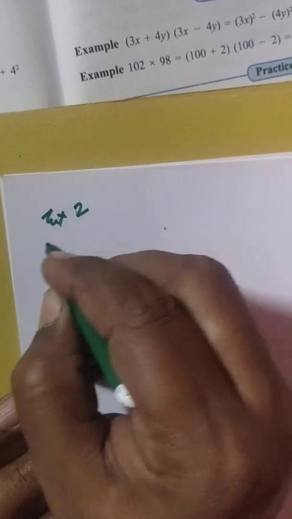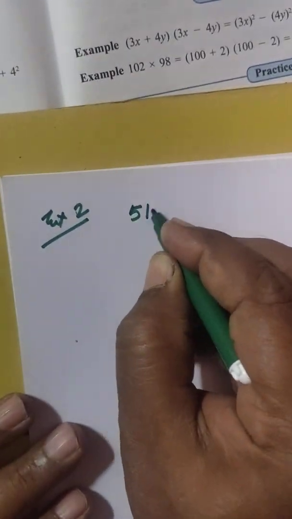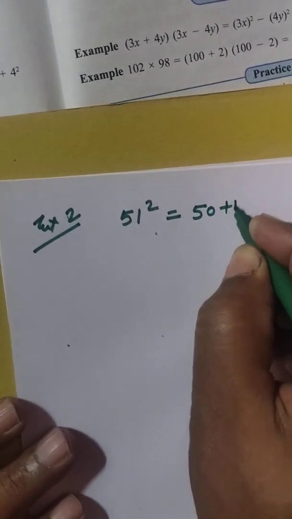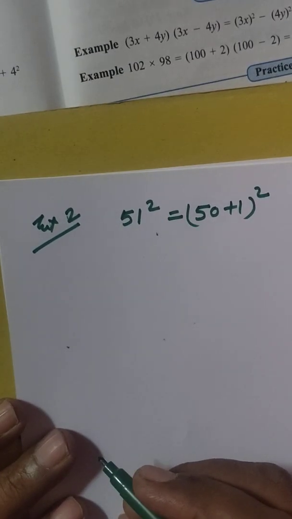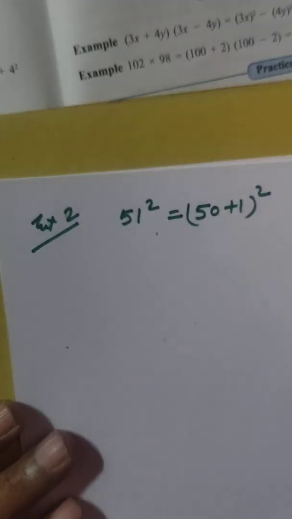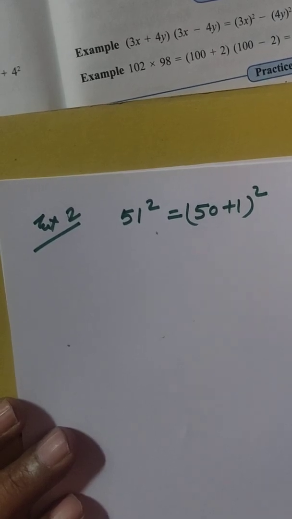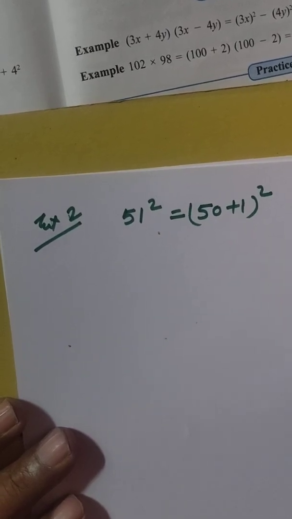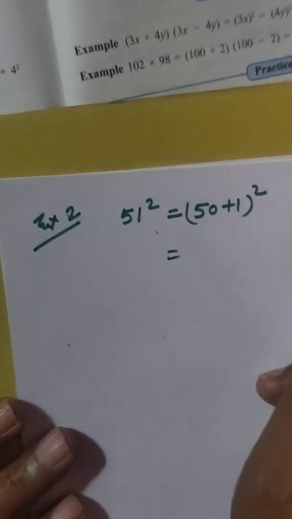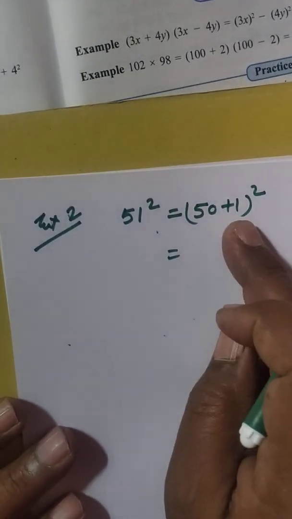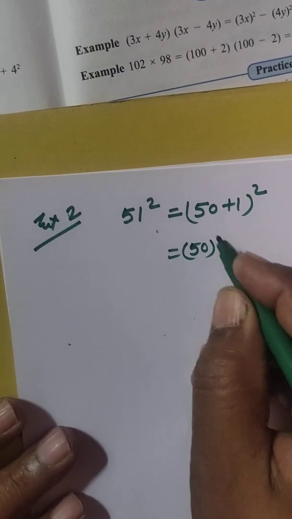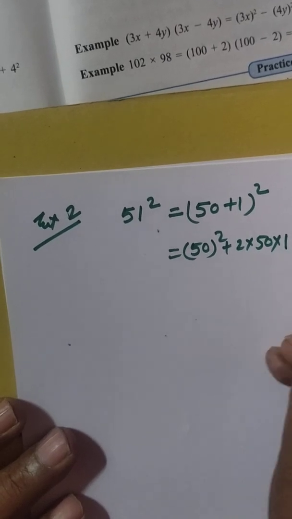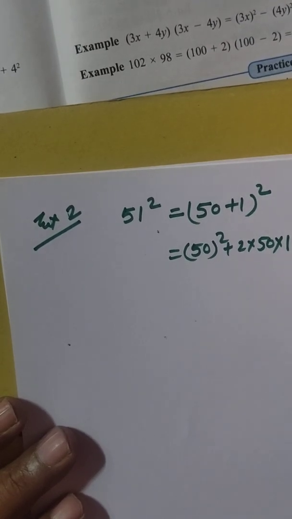example 2, 51 square, then 51 is how much? That is (50 + 1) whole square. If you remember the formula, (x + y) whole square is equal to x square plus 2xy plus y square. Then what is x? X is 50. What is y? Y is 1. Therefore 50 square plus 2 into 50 into 1 plus 1 whole square.